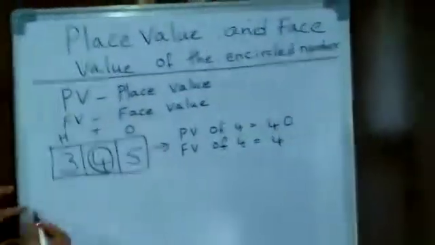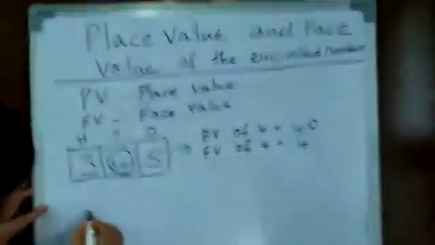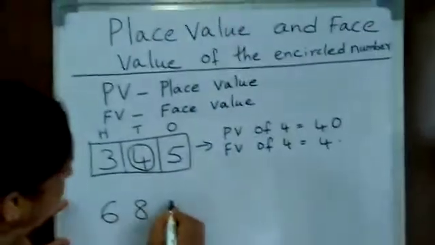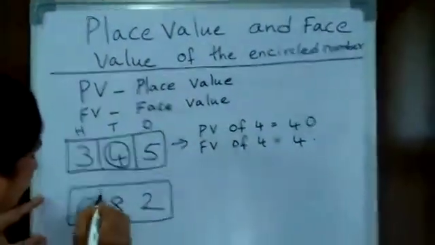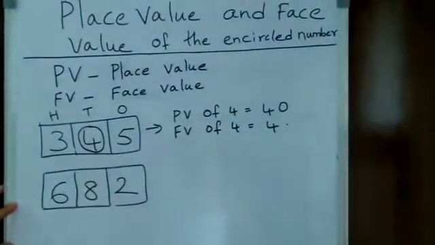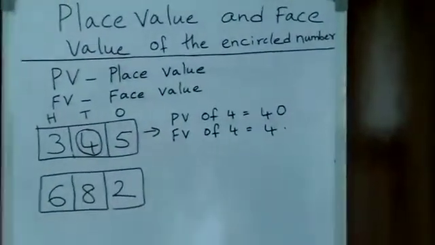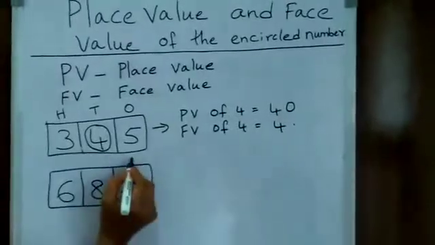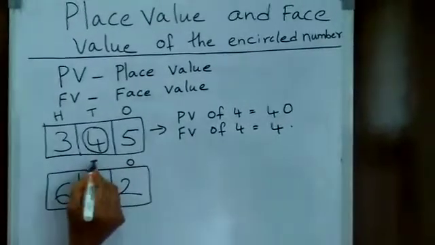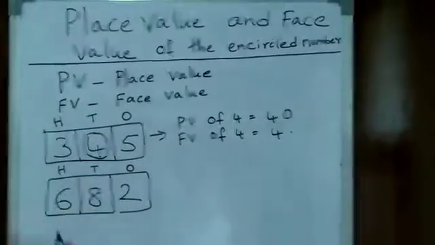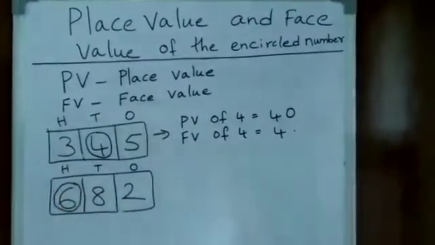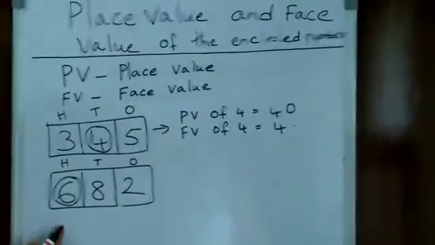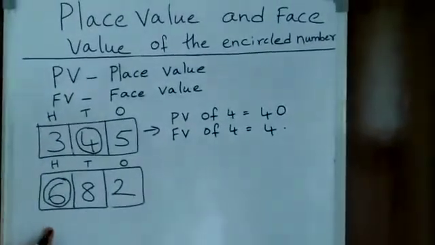See here, another example. 682. Again see here. Write one number in one box, one number in one box. After writing the number, write the place values: ones, tens, hundreds. Now see here, I am encircling this 6. So now you have to write the place value and face value of 6.